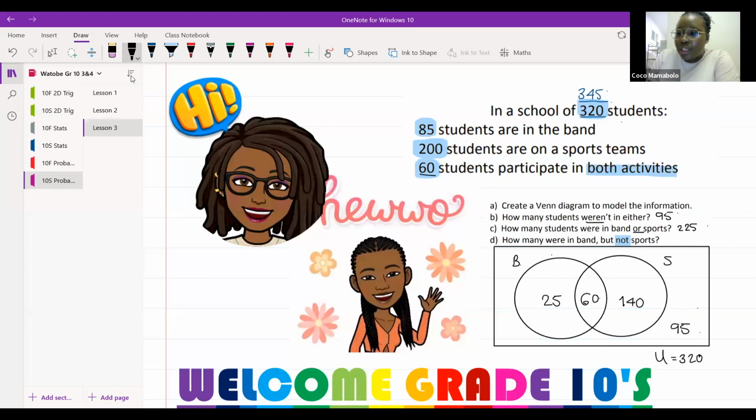So because we want not sport, but in band, right? We're going to take band union with not sport. So we know that it's going to be band, but they shouldn't be taking sport. So only these students, these 25 students. 25. All right.